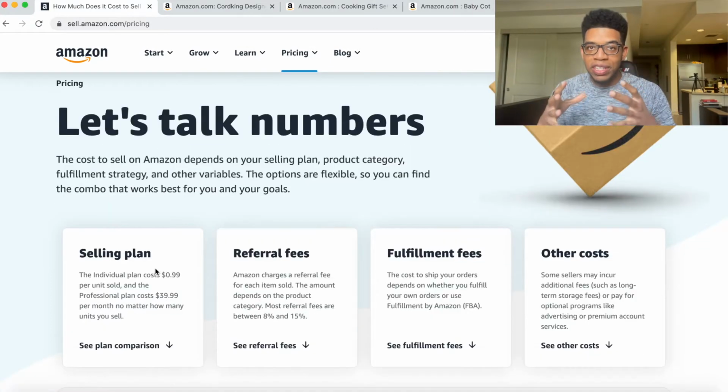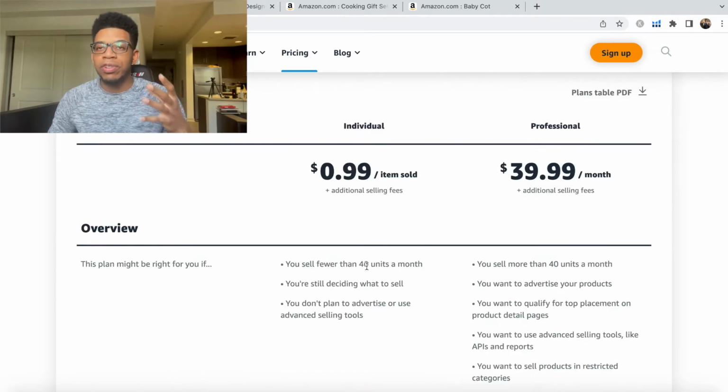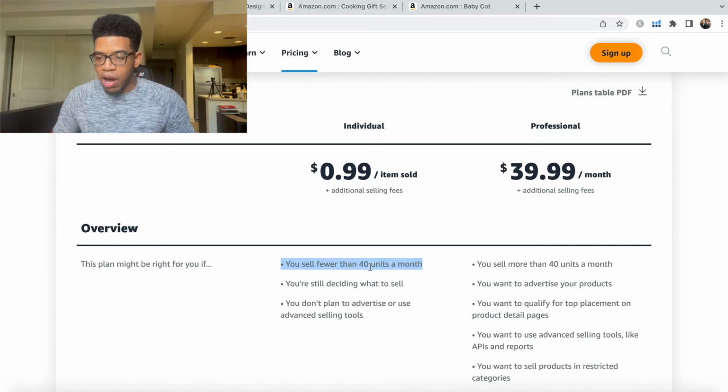Now, the different fees that once again we're going to have are the selling plan fee, the referral fees, the fulfillment fees, and then other costs. Now, I recommend until you actually start selling units, you should just start up with the individual plan, and you can always upgrade once you start selling units. The difference is that once you have less than 40 units a month, this is going to save you money, because it's going to take $1 for every unit that you sell. And so obviously after you sell 40 units or 41 units, you would be losing money with the individual plan.